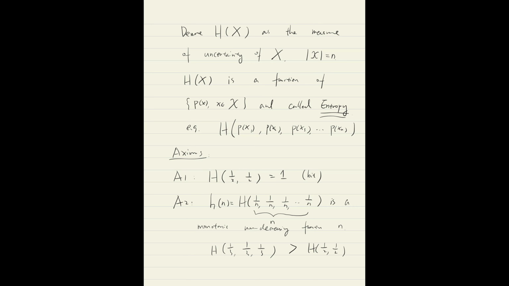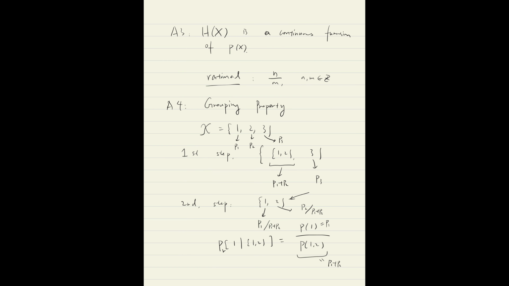By the way, what is an axiom? It's something that we all agree on. There's no proof of it. You have to accept that, based on intuition. For the third, we assume that h of x is a continuous function of the PMF. You'll see why we need that. So it's a continuous function of Px.